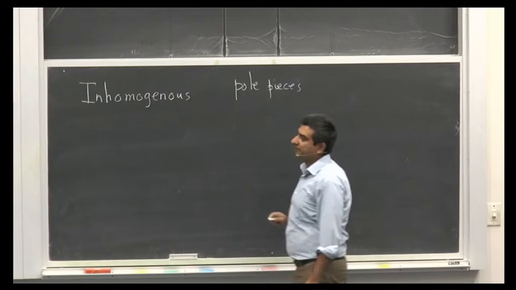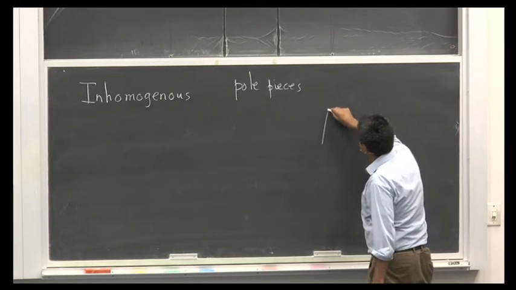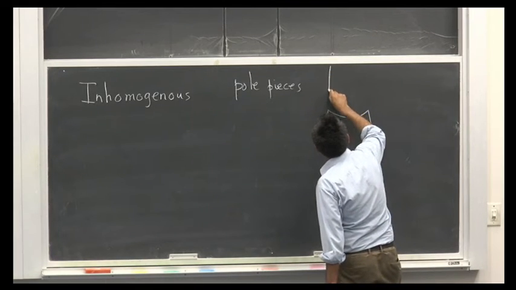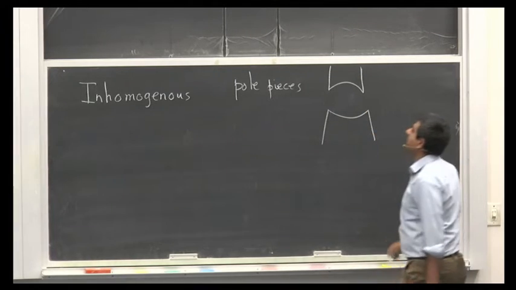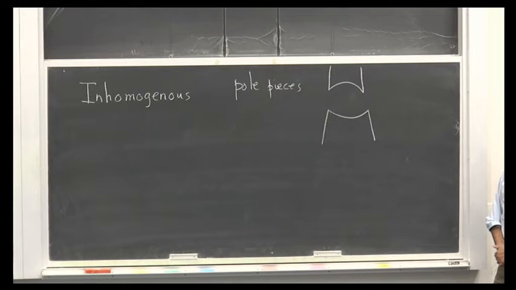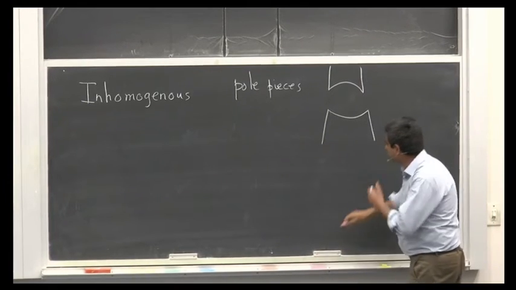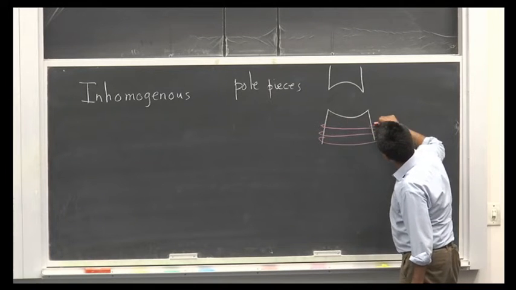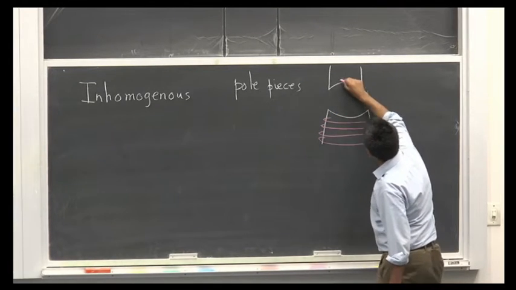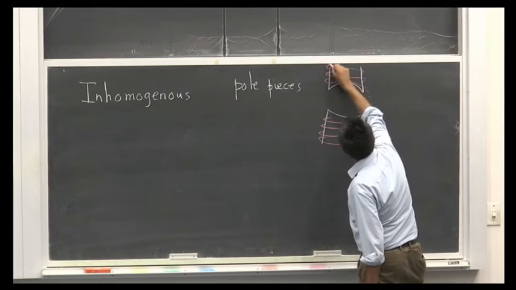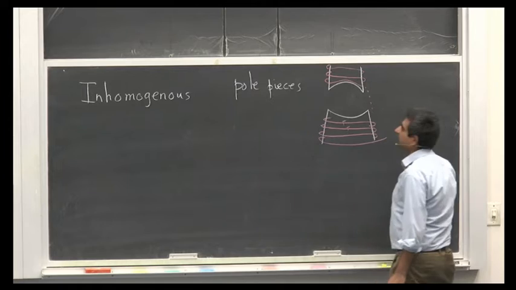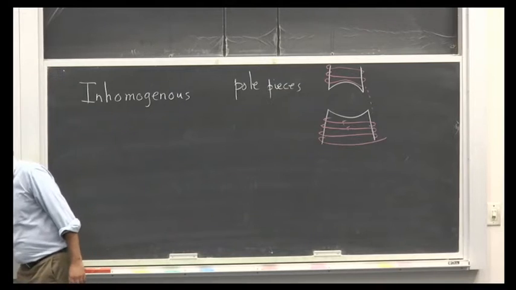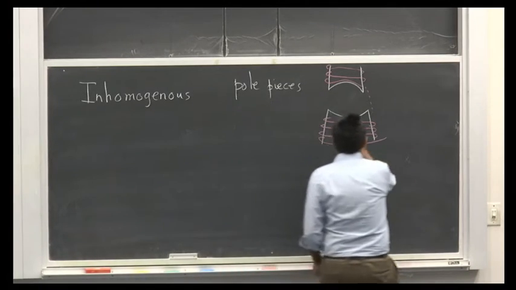I make these pole pieces in a particular shape, like this. So still there is a coil that is wound around these pole pieces. And still there is a current, but now the direction of the magnetic field, because of the shape of these pole pieces, is going to go like this.